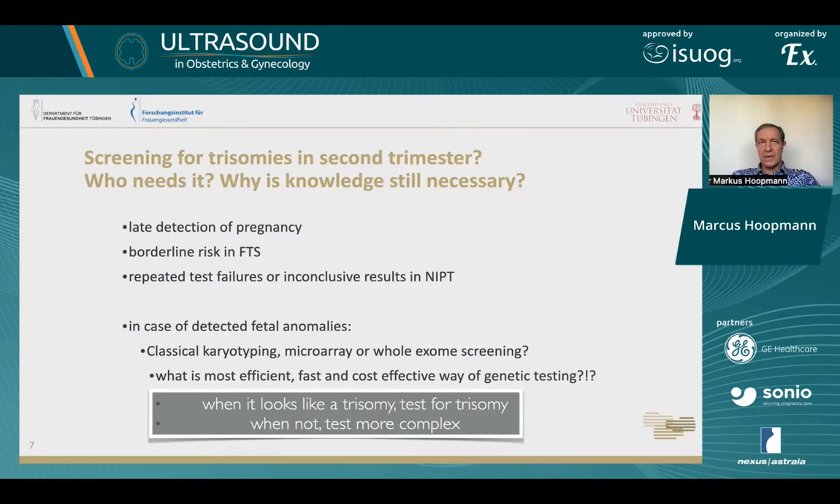But I think the main importance is that if you find a fetal anomaly, you always have to think: should I offer genetic testing? And if so, what genetic testing? You have the choice between classical karyotyping, microarray, and whole exome sequencing, and you must think about what is most efficient, what is the fastest way, and what is the most cost-effective way of testing. When it looks like a trisomy, test for trisomy. And when not, test more complex. I think this is the best way, and this is the reason why we still need to know the image of a trisomy.